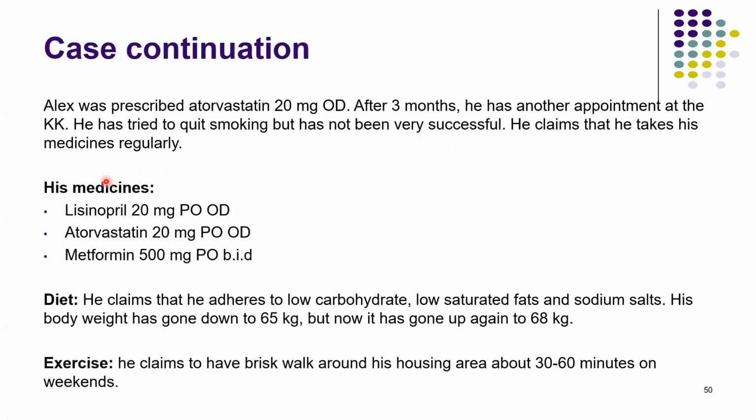He claims that he takes his medicine regularly, which are lisinopril, atorvastatin, and metformin. And he claims that he adheres to low carbohydrate, low saturated fats, and low sodium salts. His body weight has gone down to 65 kg, but now it has gone up again to 68. Exercise, he claims to have brisk walk around his housing area about 30 to 60 minutes on weekends. Okay, is it enough? This exercise 30 to 60 minutes on weekends only.